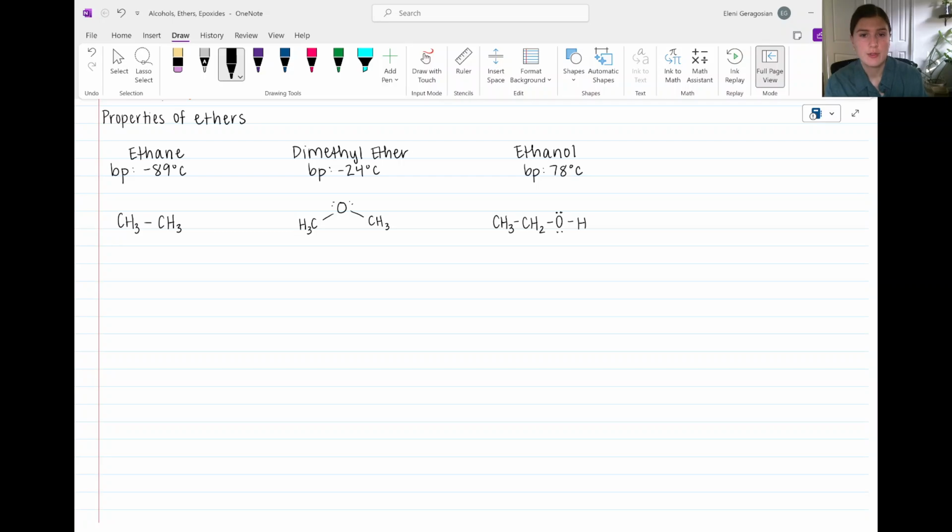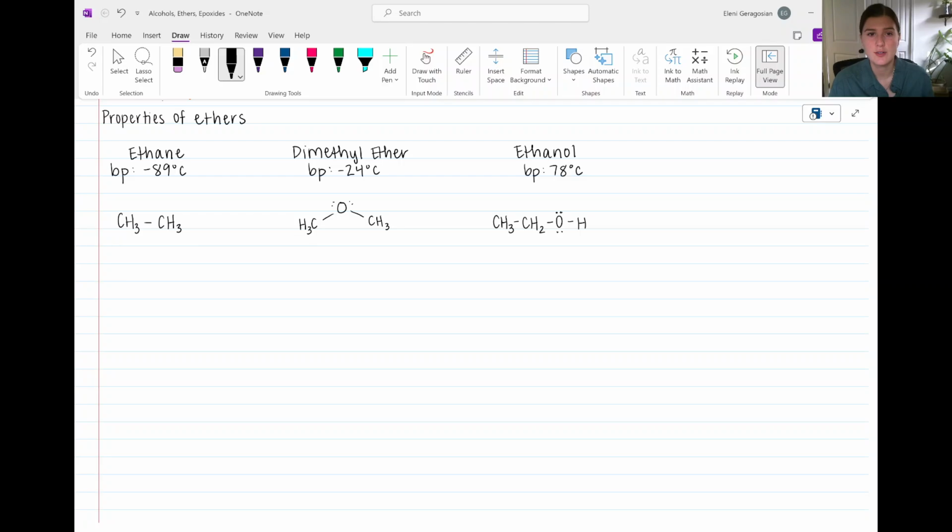So all three of these molecules have 2 carbon atoms. Dimethyl ether and ethanol have an oxygen. And the difference in boiling point can be explained through intermolecular forces. If we look at ethane, we don't have any polar bonds and we don't have the capability of hydrogen bonding. Remember, hydrogen bonding is when a hydrogen is bonded to an oxygen, nitrogen, or fluorine, then that molecule can hydrogen bond. So ethane, no polarity, no hydrogen bonding capabilities.